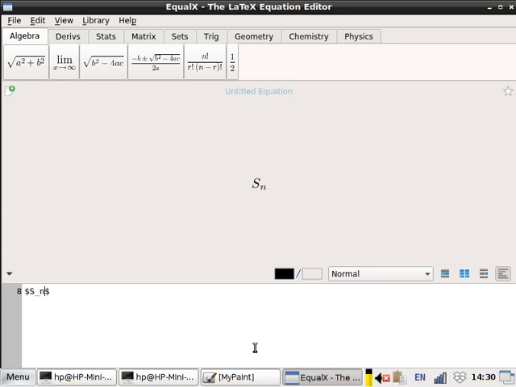So, let's work it out. The first term is A. The second term is A plus D. The next one is A plus 2D. And then this continues all the way up until the last term, which is A plus n minus 1D.